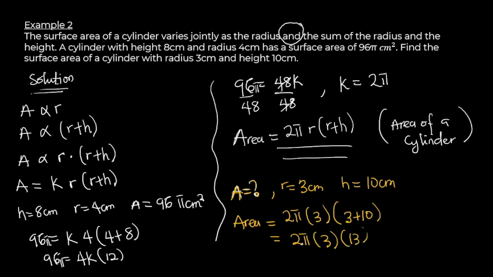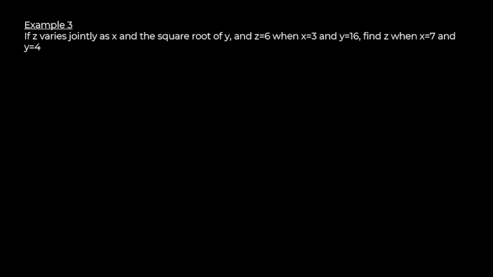If I multiply 2 by 3 by 13, this is going to give me the value of the area to be equal to 78 pi, and then I add the unit, which becomes centimeters squared. So therefore, the area of the cylinder, when the radius is 3 centimeters and the height is 10 centimeters, is equal to 78 pi centimeters squared. Let's have a look at one final example.